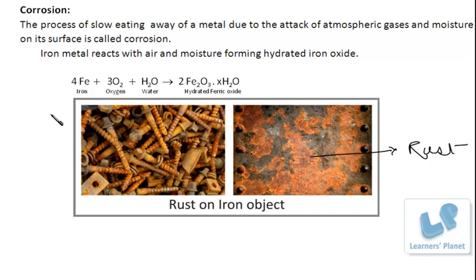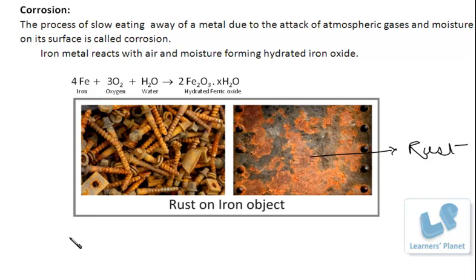How is this formed? Iron, a metal, reacts with the oxygen present in the atmosphere and water. The water gets accumulated. On exposed iron objects, there will be water also. So these three react together and form a compound called ferric oxide.